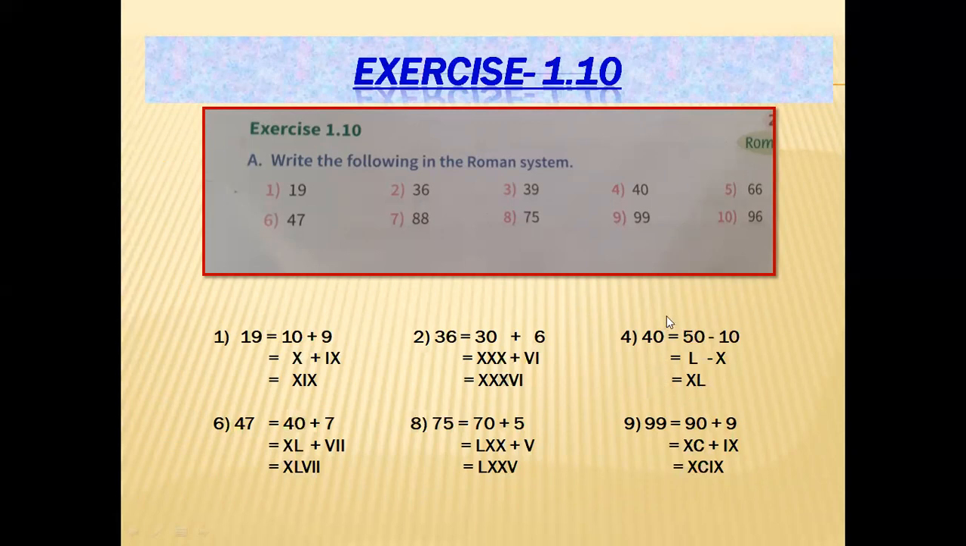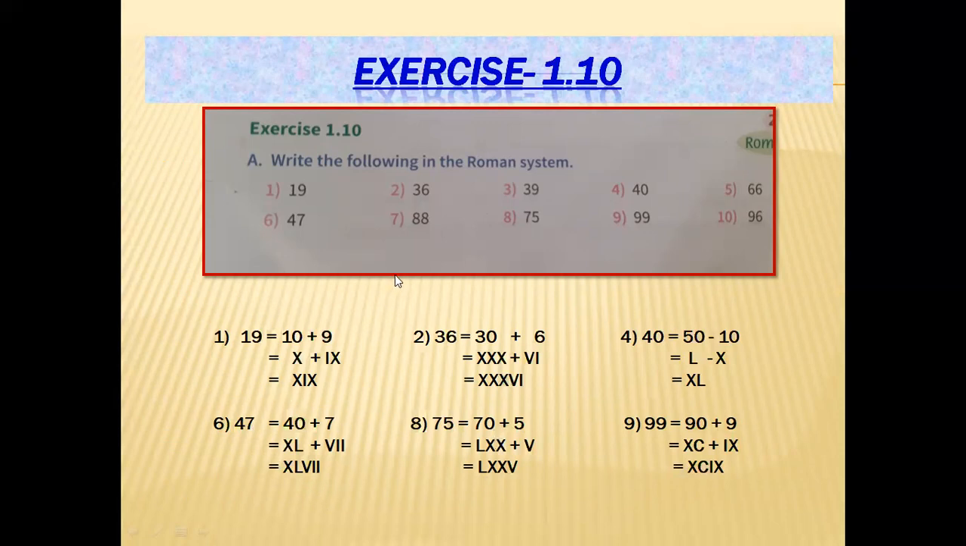Understood now? Next, fifth one, you have to write 66. 60 means 50 plus 10, and then 6. 50 means L, 10 means X, 6 means VI. Like this, you have to split and write. Next, sixth one, see 47. 40 plus 7. 40 means XL plus V, 2 times I. This equals XLVII.